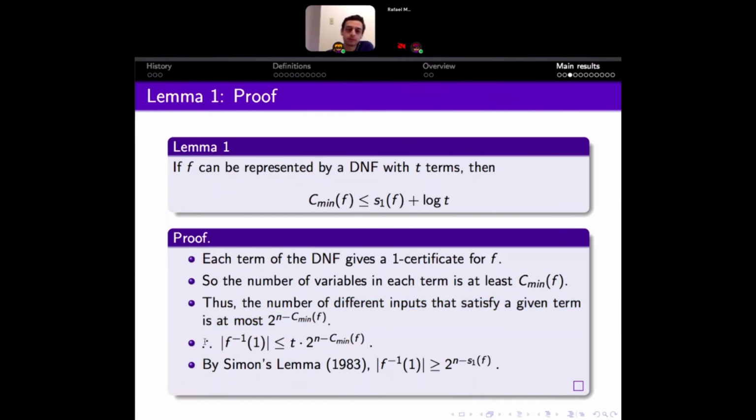So what this means is that the total number of one inputs in the function f is at most t, which was the number of terms in the DNF, multiplied by 2 to the n minus c min f. And then we use a famous lemma due to Simon, which says that the number of one inputs of any function is at least 2 to the n minus its one sensitivity. And combining these two statements gives us the statement of the lemma.